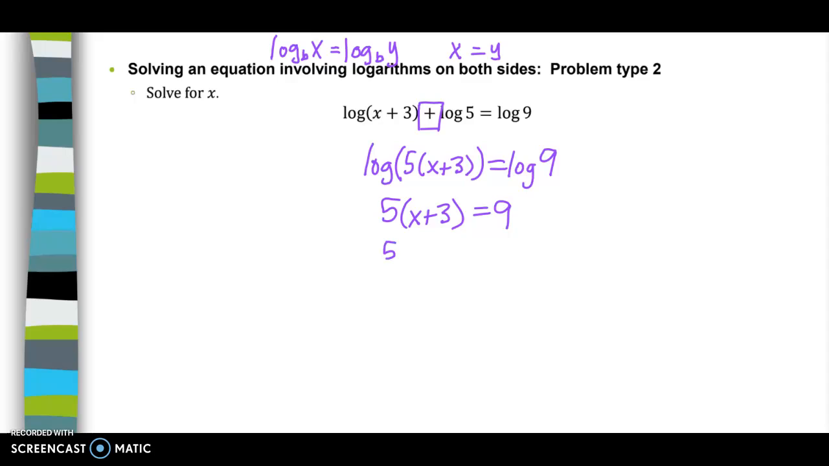And I can solve this by factoring this 5 in, subtracting 15 from both sides. So I get 5x equals negative 6, and then divide by 5. So x equals negative 6/5. Always with logarithms, check.